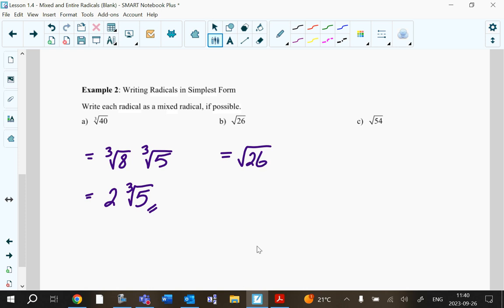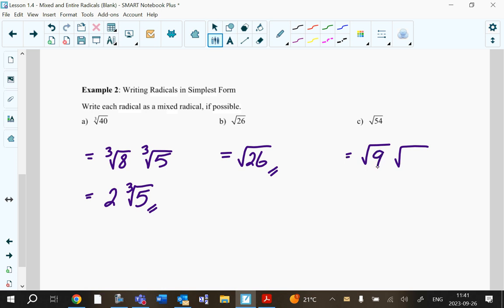Remember what I said? There are many that you can't take exactly and you can't simplify. So if you can't do anything to it, you just leave it. But you can do something to this one. It can break down to 9 times 6, which simplifies further to 3 root 6. Now you guys are getting it.